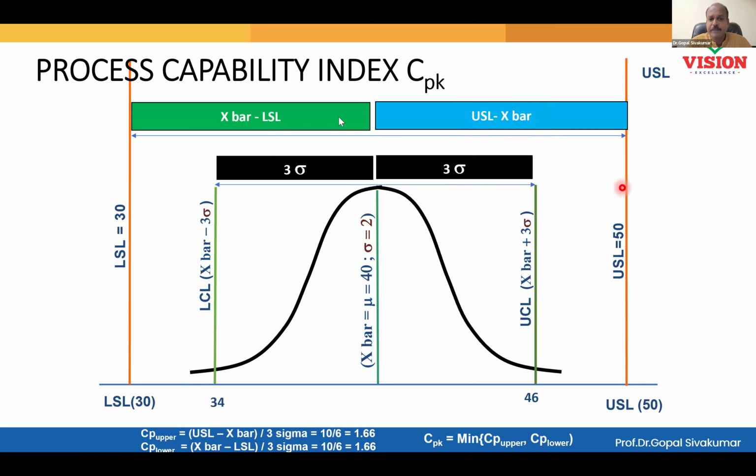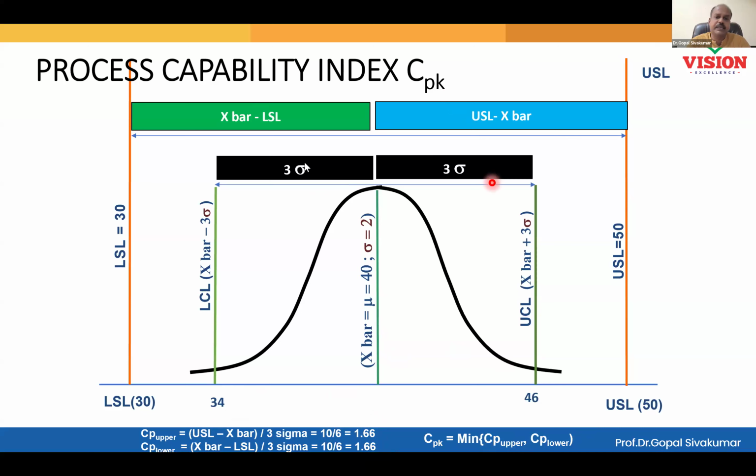All of you are able to follow me? The process center is here. As long as the process is centered here, the right side ratio will be equal to the left side ratio. The right side ratio is known as Cp upper. The left side ratio is known as Cp lower. So in this condition, if you calculate Cp upper, it is 1.66, and Cp lower is also 1.66. If both are the same, you pick up any one. That will be the value of Cpk. Hope it is clear to all of you.